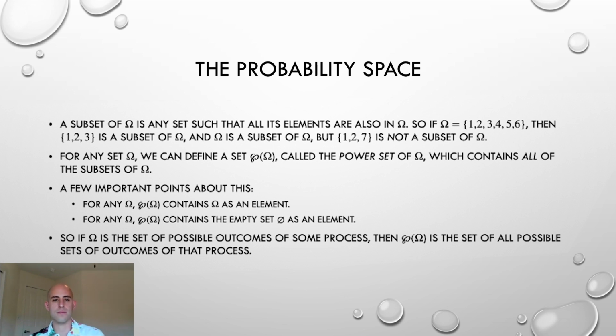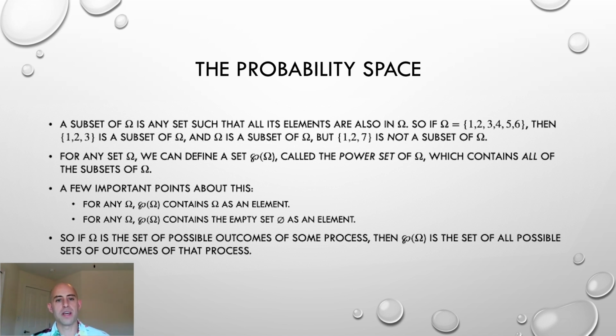Right? Now, a subset of omega is any set such that all of its elements are also in omega. So if omega is again 1, 2, 3, 4, 5, 6, then the set containing just 1, 2, and 3 is a subset of omega. Omega is a subset of itself, right? Because any element of omega is of course also in omega. But the set containing 1, 2, and 7 is not a subset of omega. Why? Because 7 is not in omega. And so the set containing 1, 2, and 7 is not a subset of omega.